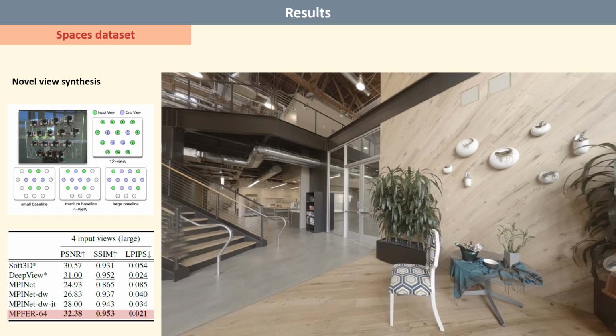We first illustrate our method on the Spaces dataset in a view synthesis scenario using the large baseline setup. In this setup, each method receives 4 clean input views and synthesizes 9 novel views for 10 validation scenes. Our multiplane feature encoder renderer significantly outperforms Soft3D, DeepView, and 3 other standard MPI baselines.